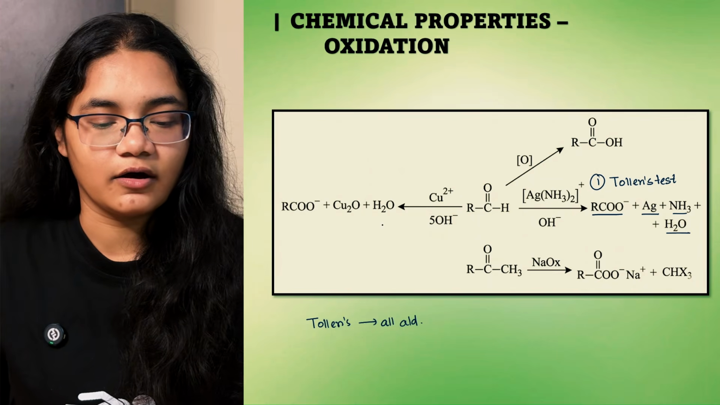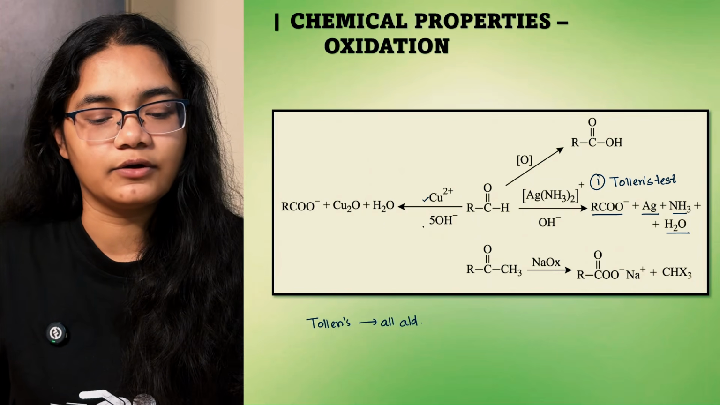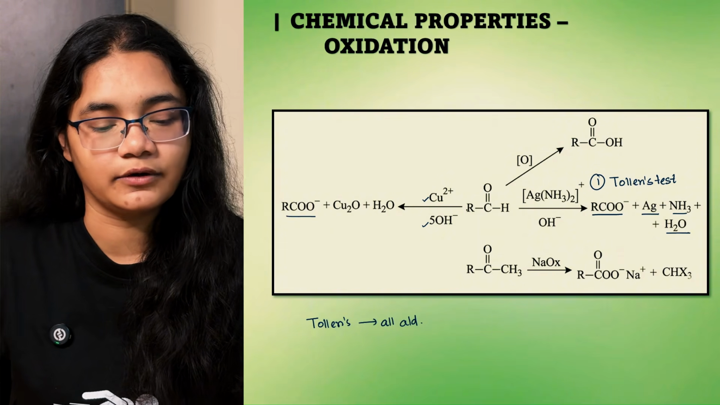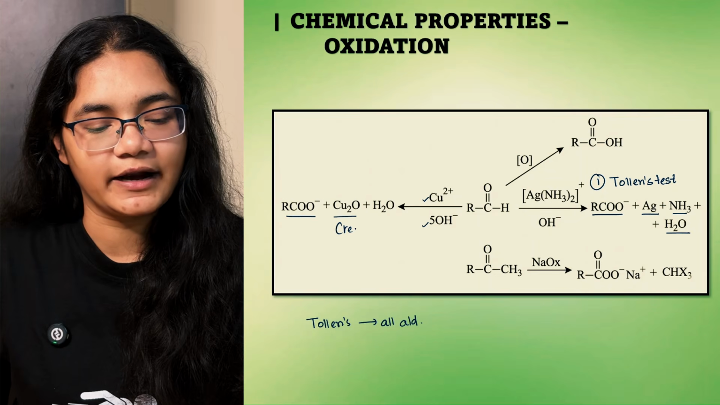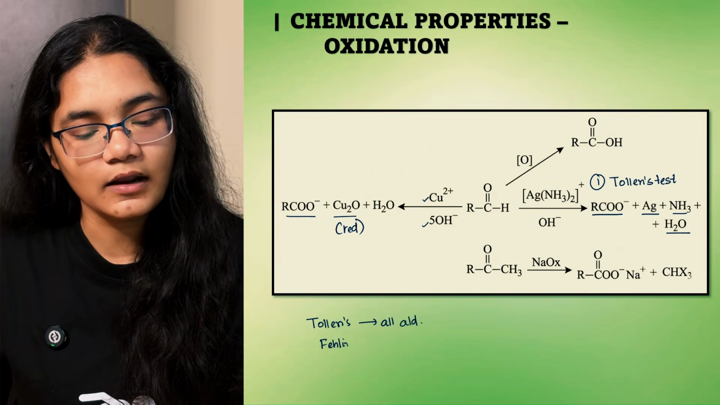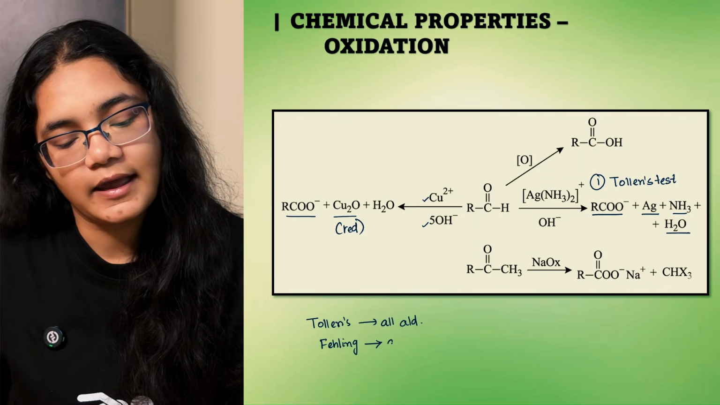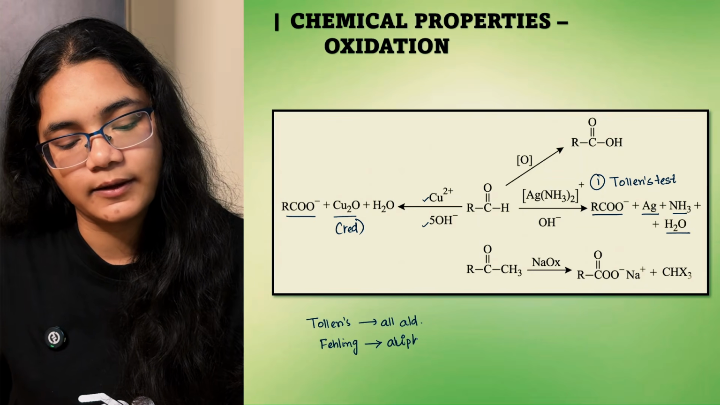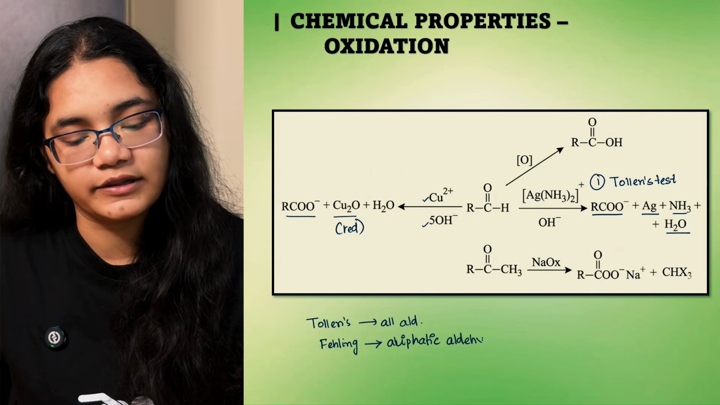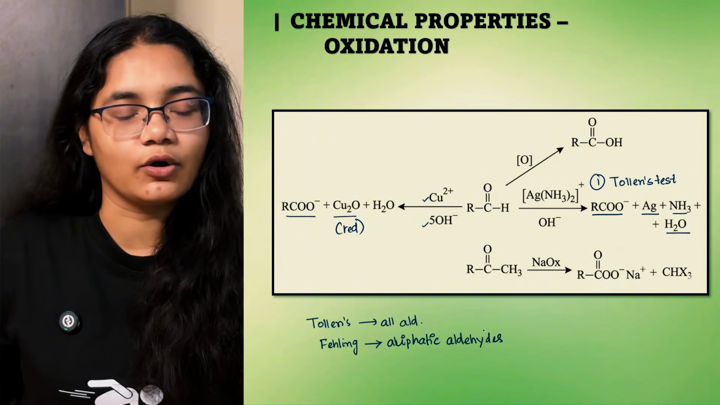Next one is Fehling's reaction. If you treat it with copper 2 plus and 5 OH minus, you will get again the salt of the acid, the salt of this particular group. Copper oxide is formed, which is a red precipitate, and this is Fehling's reaction. You have to remember it is only given by aliphatic aldehydes, not all aldehydes. Benzaldehyde will not react in Fehling's test.